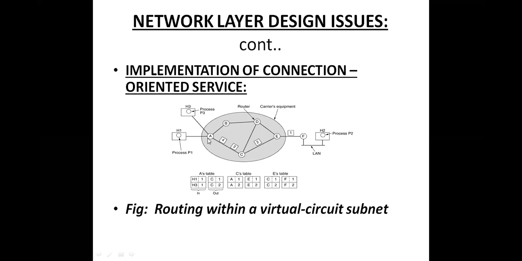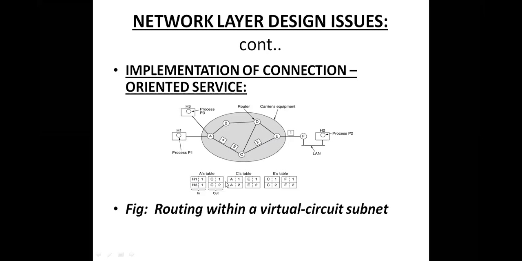H1 incoming and then A to C outgoing. A is receiving information from H1 and forwards it to C. Now we are at C. C is taking the packet from A and forwards it to E. Now we are at E. E is taking the packet from C and forwards it to F. Like that, the information is passed to host 2.